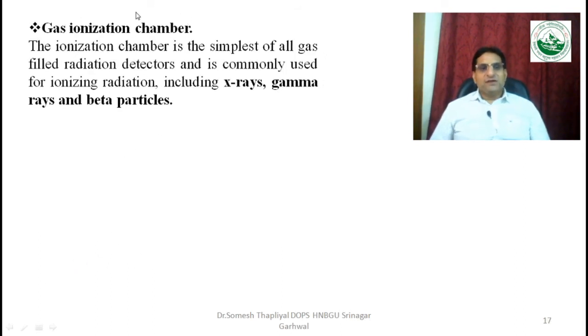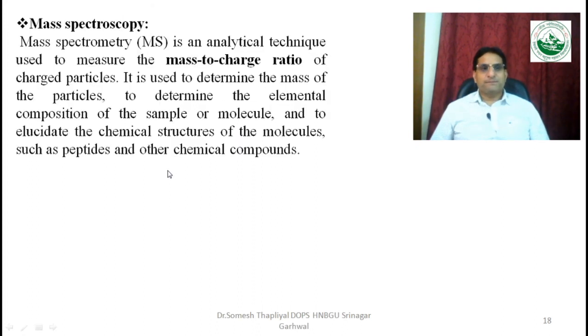Then gas ionization chambers are used for detecting radiations such as X-rays, gamma rays and beta particles. Then mass spectroscopy is useful to find out the mass to charge ratio, and with the help of this we can determine the mass of the sample.